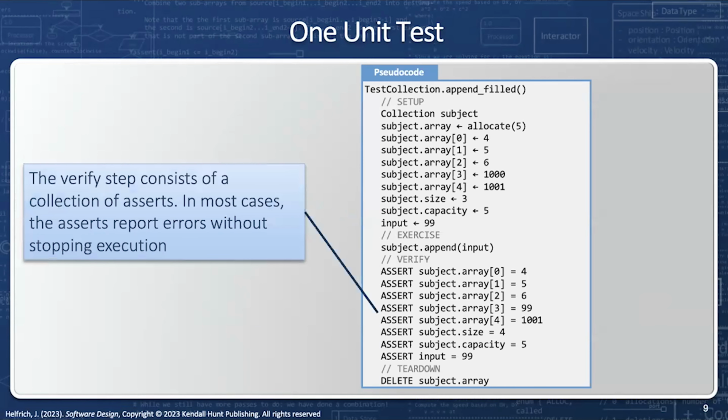The verify step consists of a collection of asserts. In most cases, the asserts report errors without stopping the action. In other words, the traditional assert will halt the program as soon as it's been fired, but usually with unit tests, we want to have all the errors presented at once. Now notice there's no code being executed here. I'm not using any getters or anything like that. I'm simply going to access the member variables to verify it is what I expect.